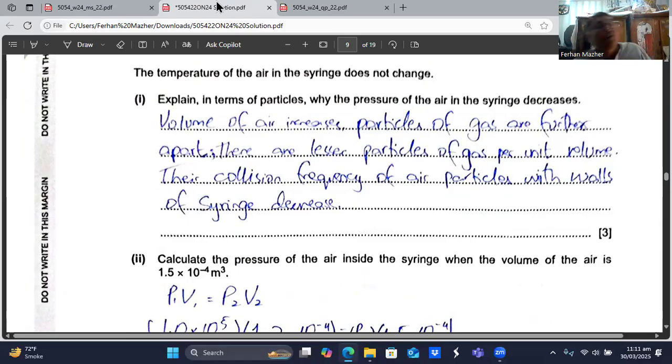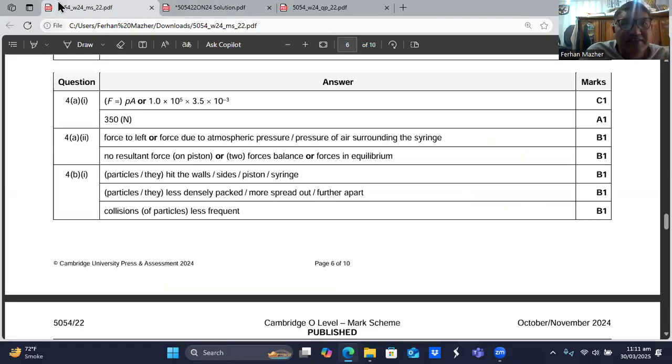Oh, this word is also very important. Remember this word, because now the volume of the air has increased, so the number of the particles per unit volume has decreased. This is a very important sentence. The number of particles of the gas per unit volume has decreased. Their collision frequency with the walls of the syringe has also decreased. That's why less force per unit area will be exerted, and that's why the pressure of the gas will decrease. So we think this is the answer.